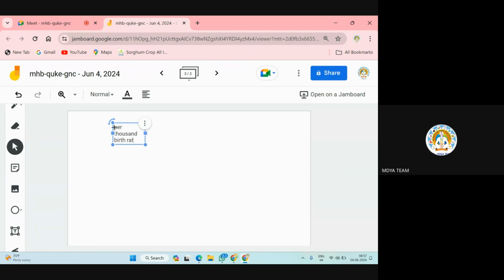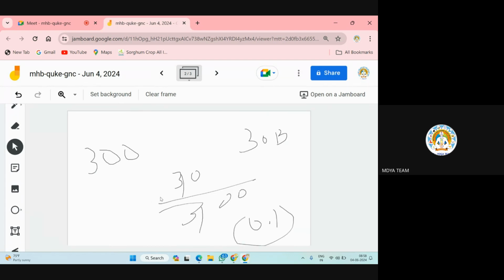Now, second is per thousand, meaning how many births per thousand people. How will you calculate this? Just calculate the per capita birth rate and multiply it by 1000. So what will be the per thousand birth rate here? 100, sir. Yeah, 100. Very good.